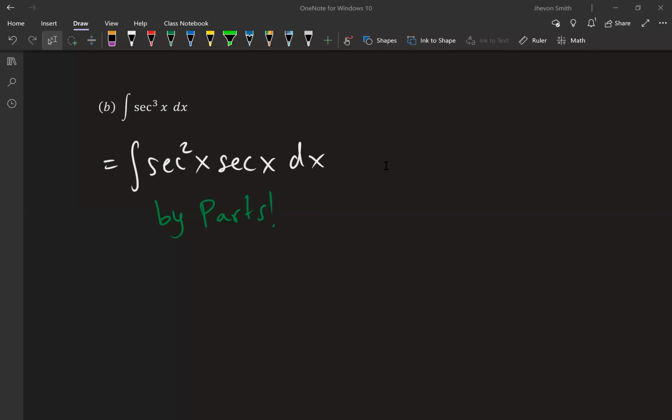It turns out that the correct way to do this, I wouldn't say the correct way, one of the easiest ways to do this, is to break it up into a secant squared and a secant and do by parts. So now you're going to say, well, what are the parts? Does LIATE even work anymore? No, it doesn't, right? So notice LIATE doesn't even apply. So here's an integration by parts. Someone asked about this the other day, where LIATE doesn't help because we have two trig functions here.